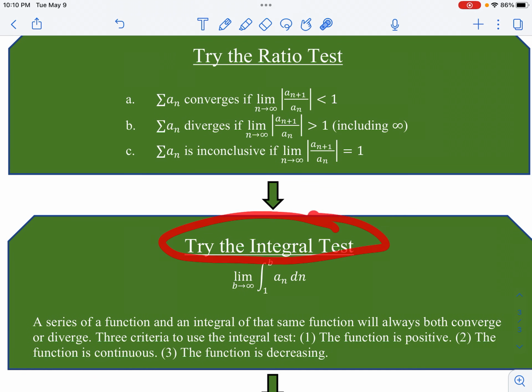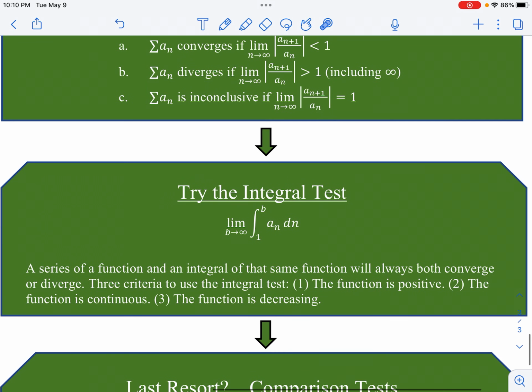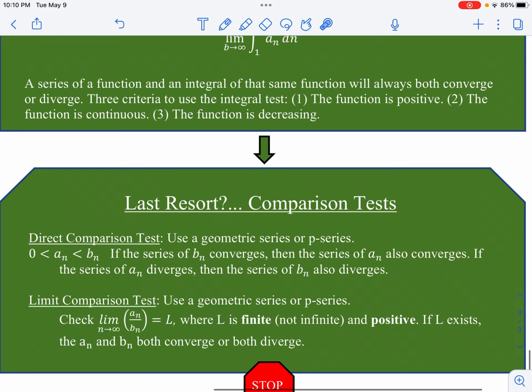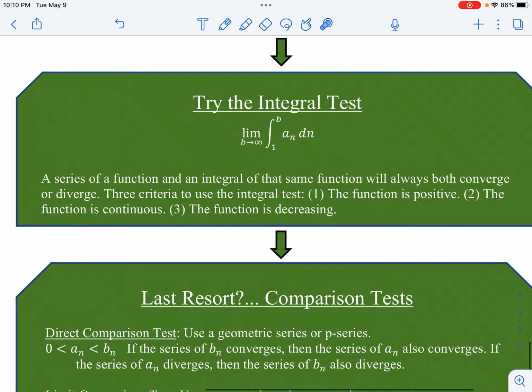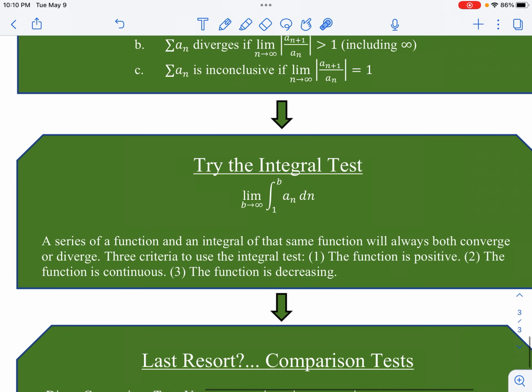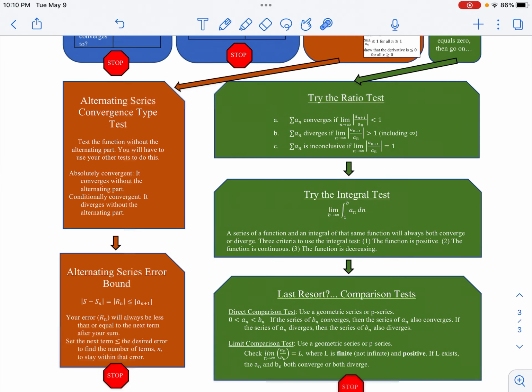So we're going to try the integral test. The integral test is our next choice, because past that we have the comparison tests, which are a little fuzzier. But let's learn what the integral test is. Let's just see one example of the integral test, and then that'll be it.